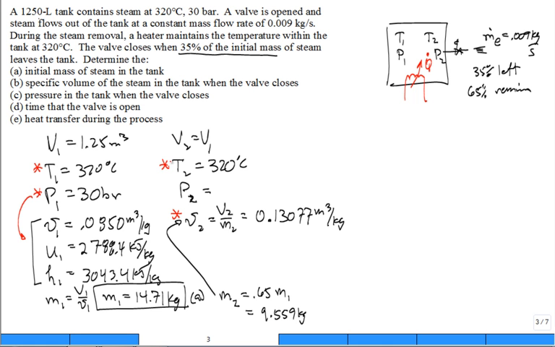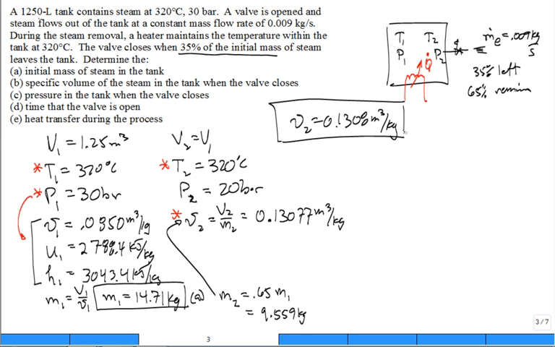I should have boxed my second answer. It's right at 20 bar. The pressure went down. So I should have boxed it, but V2 is 0.1308 meters cubed per kilogram, good to 4 significant digits, and that number is precisely in the table at 20 bar. Yes, I worked a long time to pick these numbers.